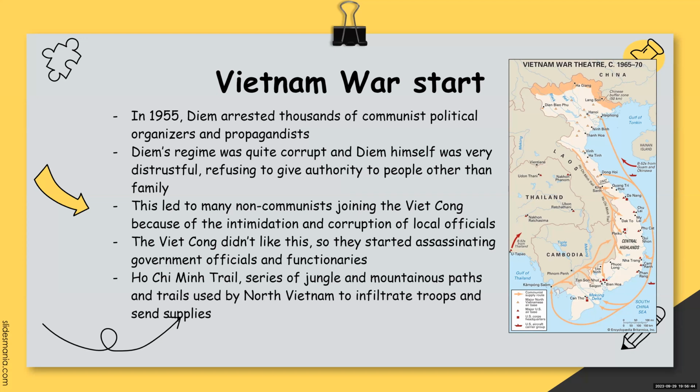And then the Ho Chi Minh Trail was a trail used by North Vietnam and the Viet Cong to infiltrate troops into South Vietnam and just transfer supplies.